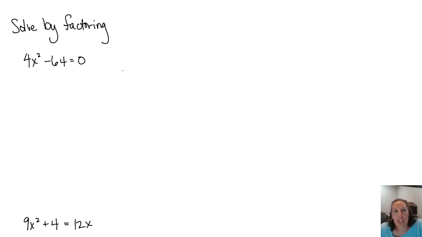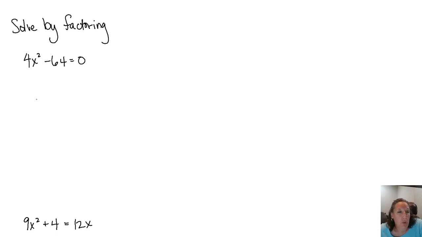Hello, in this video we're going to take a look at some examples of solving quadratic equations using the factoring method. So anytime you are using factoring to solve an equation, whether it's a quadratic or a higher order, we always want to make sure that we get everything on the same side. We cannot start factoring unless it's equal to 0.